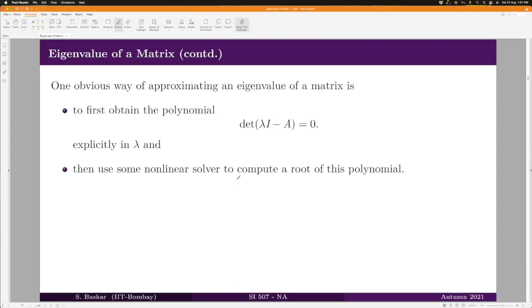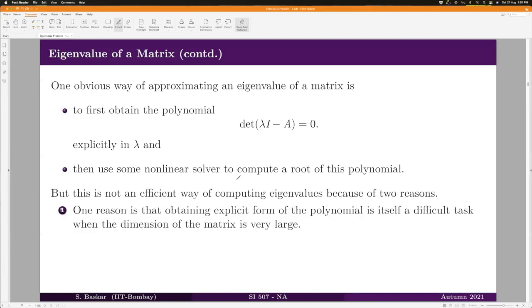You can use one of those nonlinear solvers to get a root of the characteristic polynomial, right? But this is not an efficient way of computing eigenvalues because of two reasons. One is, you are given a matrix. To obtain the characteristic equation itself is very difficult, especially when the matrix A is a large matrix, in the sense that its dimension is very large.